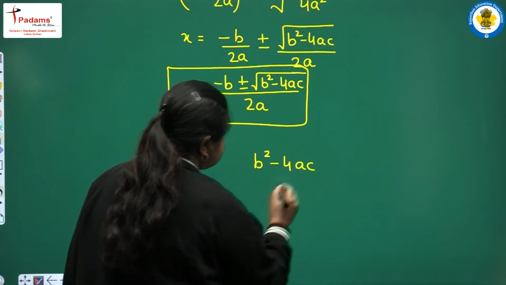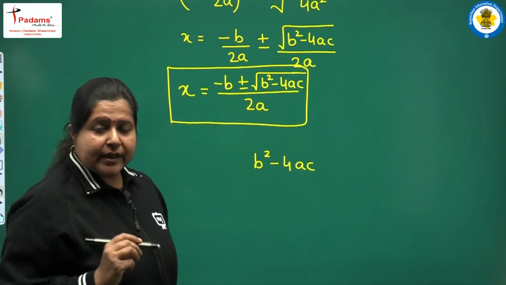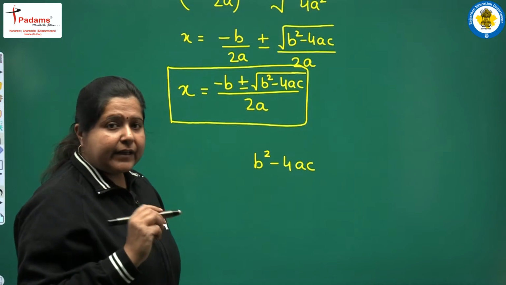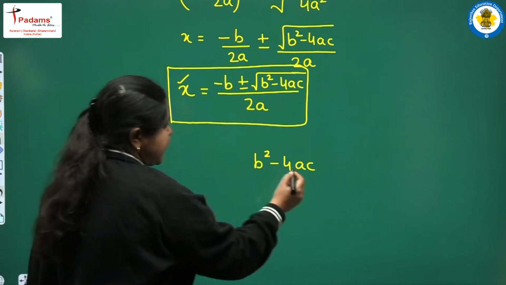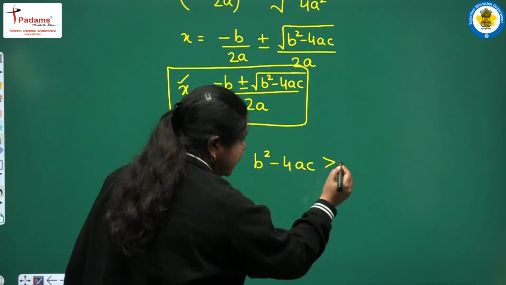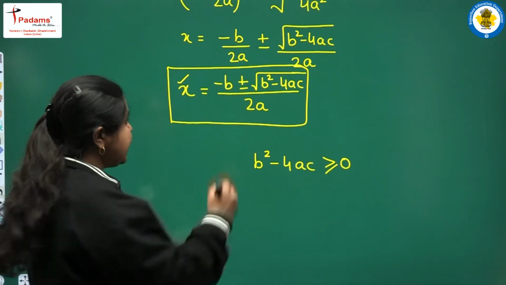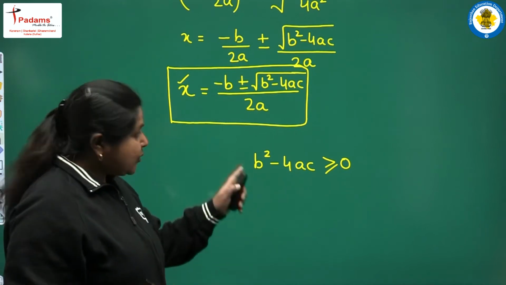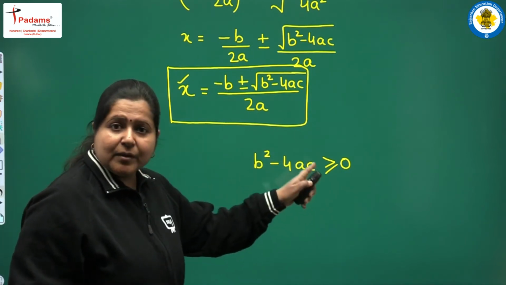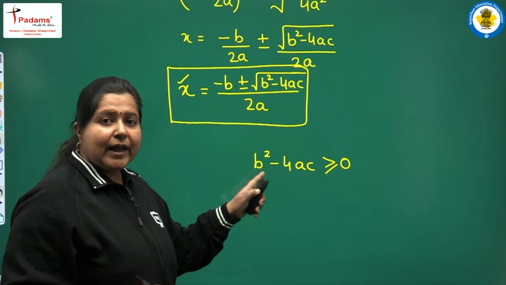You will see that it is lying under the square root, and to get a real value for x, this expression should be either greater than 0 or equal to 0. अगर हम चाहते हैं कि x की रियल वैल्यूज़ हमें मिले तो ये एक्सप्रेशन जो है या तो 0 से बड़ा होना चाहिए या 0 के इक्वल होना चाहिए.